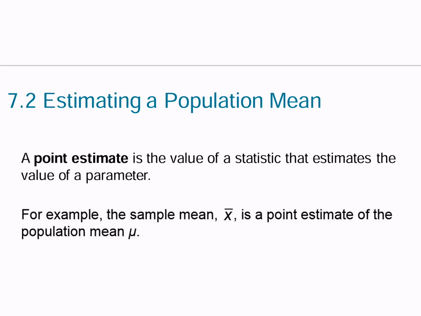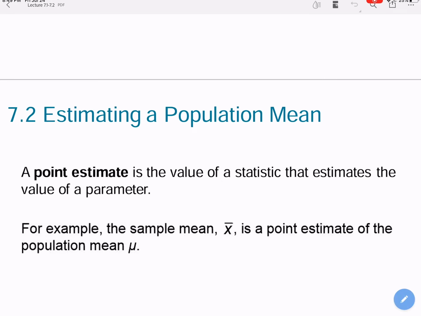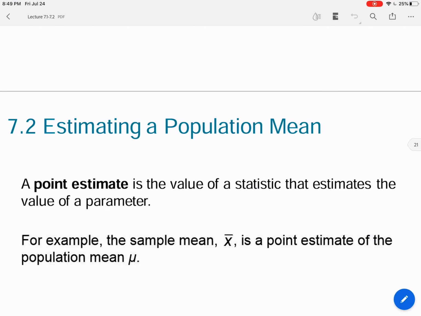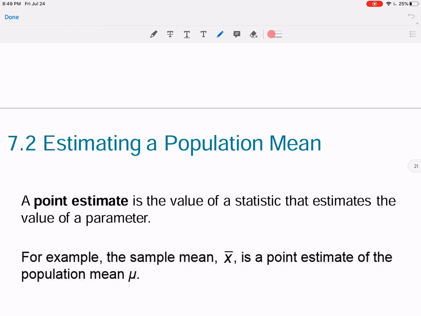Alright guys, in this video we're going to talk about how to estimate a population mean. But before talking about this section, let's take a quick review of what we learned in the previous video, because it's going to help us understand this section. In the last video we learned how to estimate the population proportion. In other words, we learned how to construct a confidence interval for the population proportion P.